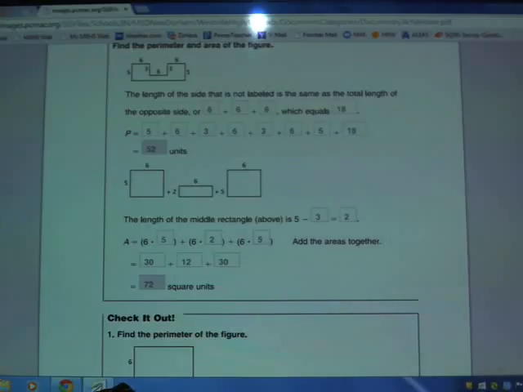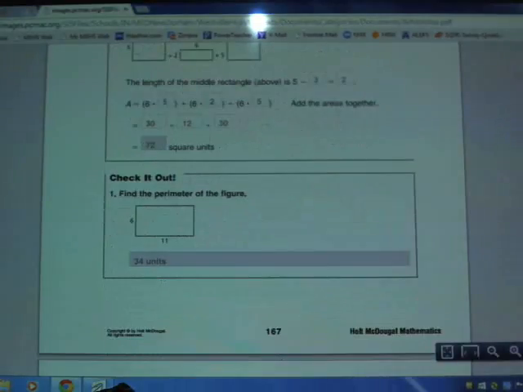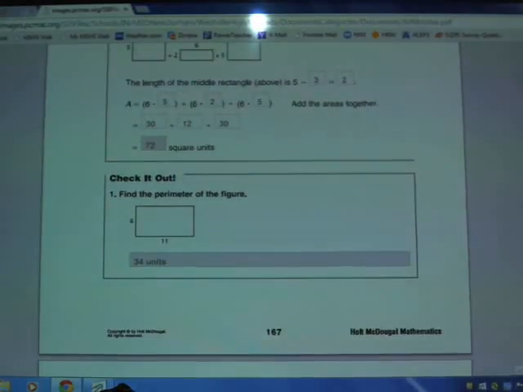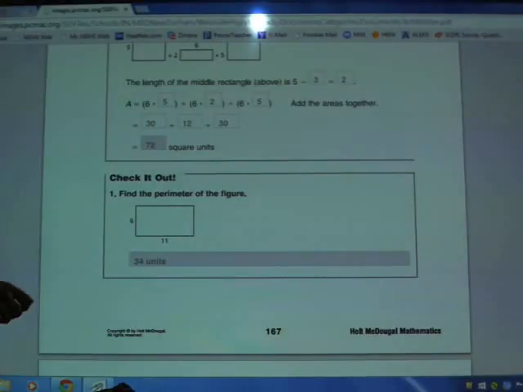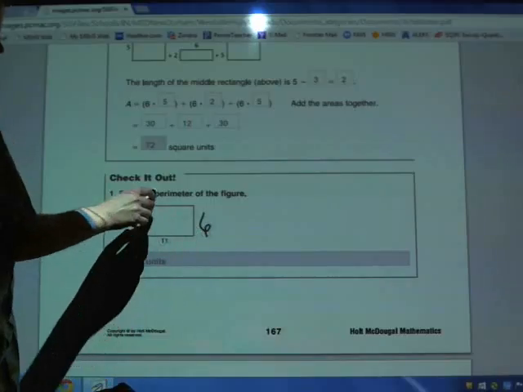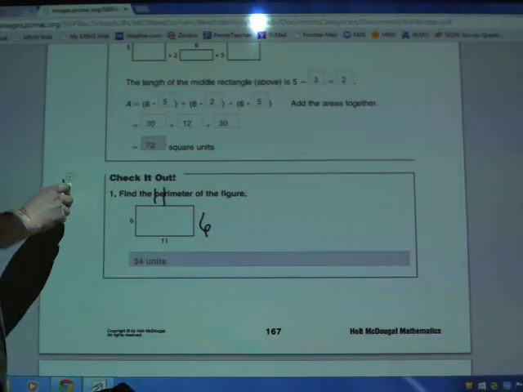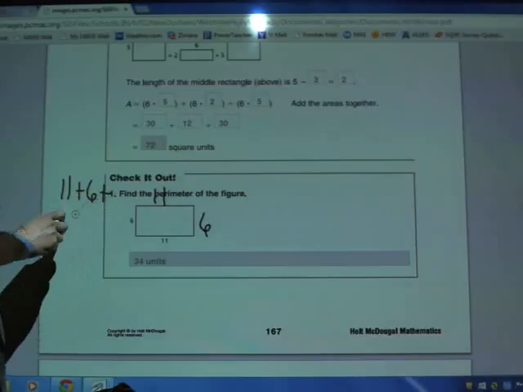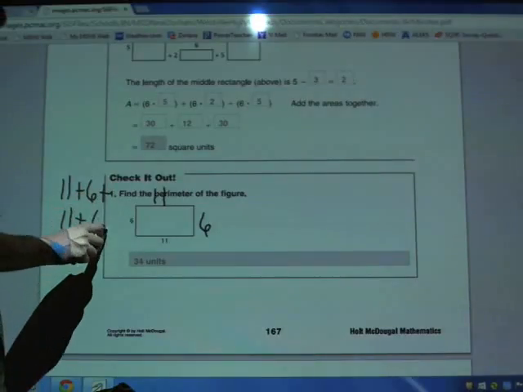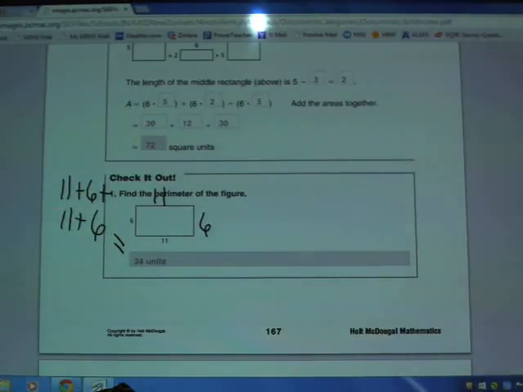So let's conclude here with check it out examples. We've got the one in question number 1 that's asking me to find the perimeter of the figure. So again, that means we're adding up all the sides. We've got a 6 and 11 labeled there, but remember, you've got the sides that aren't labeled that you have to account for as well. Since this is a rectangle, this has to be 6 as well, and this has to be 11. So that's 11 plus 6 plus 11 plus 6, and that's 34. And so 34 units is going to be the perimeter of the figure.